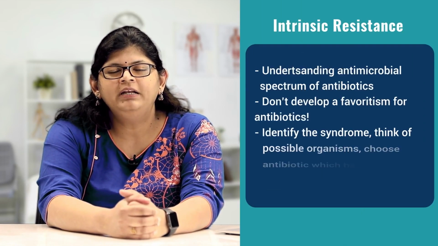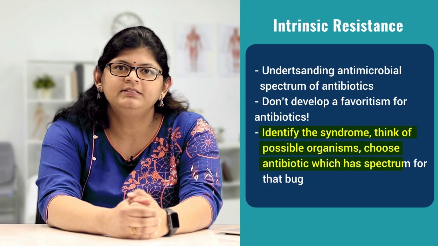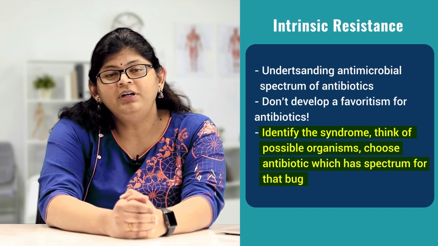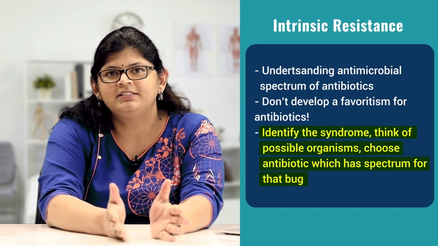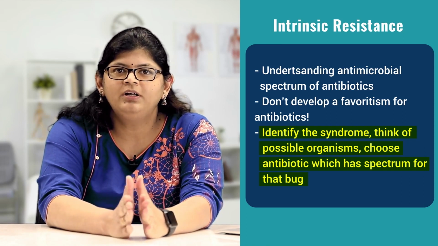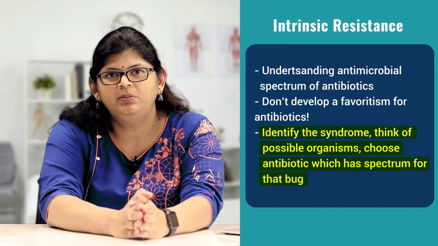Once you've sent the appropriate bacterial cultures, the next step is to start empiric antibiotics. To know what antibiotics to start, obviously you need to know the syndrome of interest and the organisms causing that syndrome. So it is important not to develop a favoritism to antibiotics. For example, I will start ceftriaxone for every infection. It's not like that. You need to know what are the common organisms that cause that syndrome and what antibiotics they will be susceptible to.